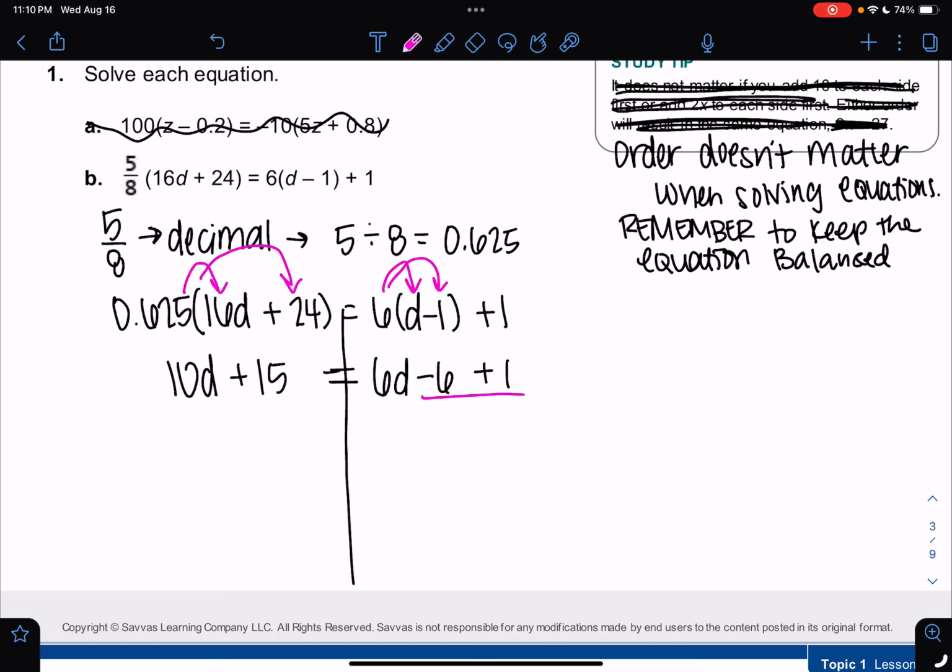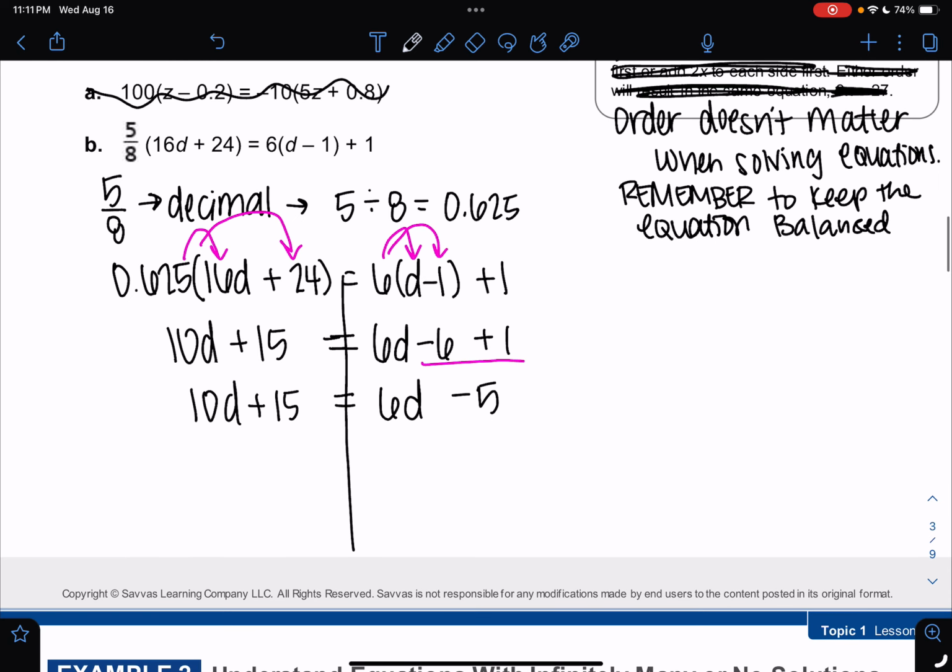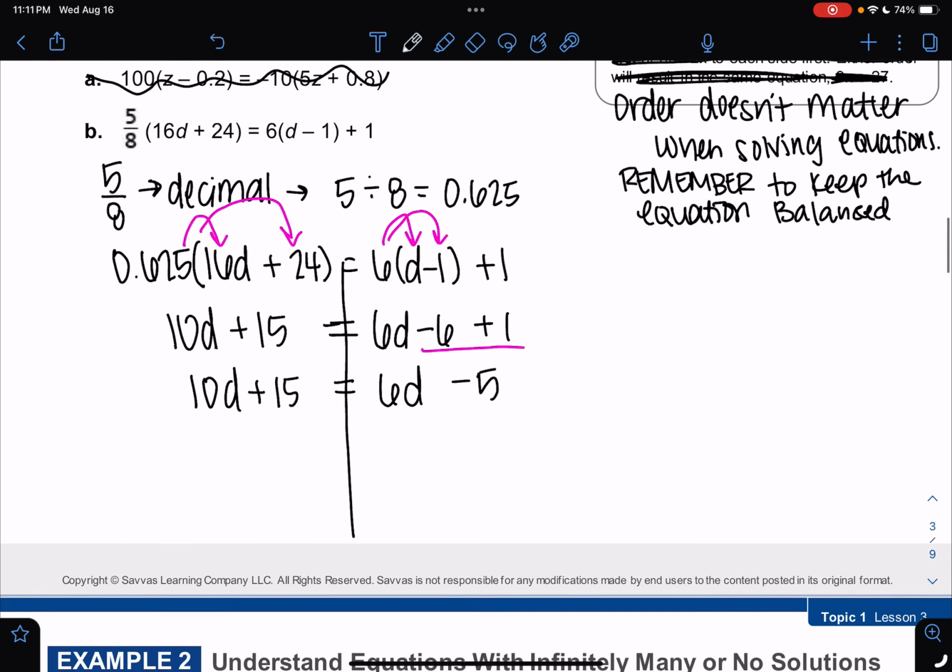So that's like saying I owe somebody $6. I pay them back 1. Now I only owe them 5. Okay, so I owe them 5, and there we are. So I've got 6d minus 5 is equal to 10d plus 15. Right now I can move things around. So I would go ahead and move my 6d over to my 10d.